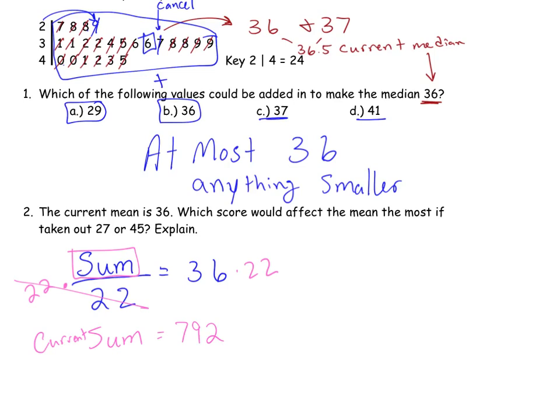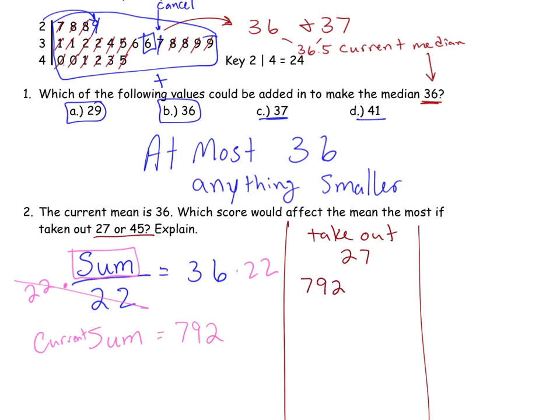Now, this problem is going to have two different situations. We're taking out either 27 or 45. So, if we take out 27, the problem would look like this. We currently have 792 points. If we take away 27, we would have 765 points.